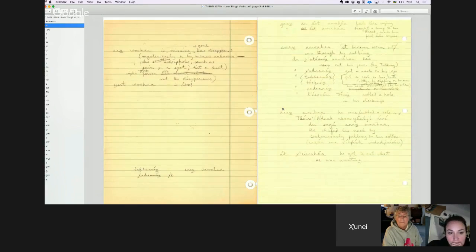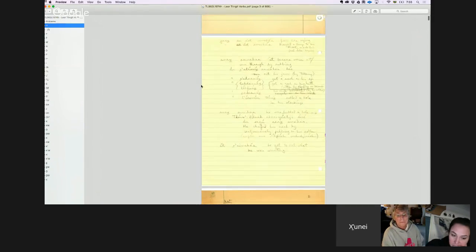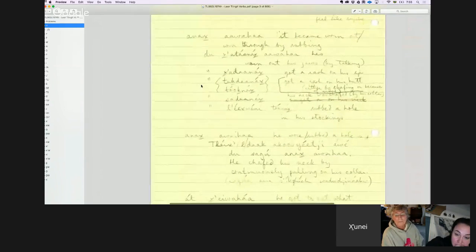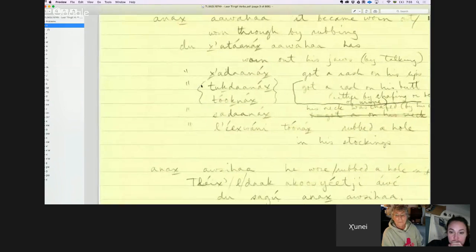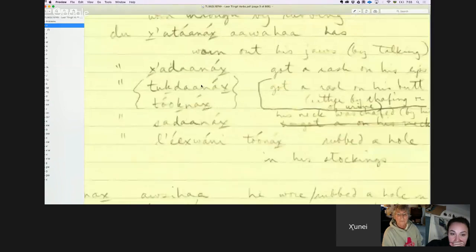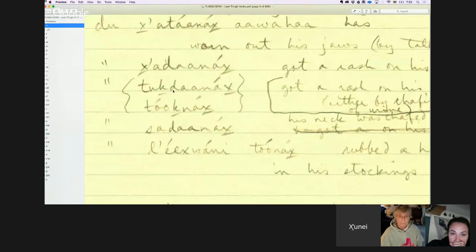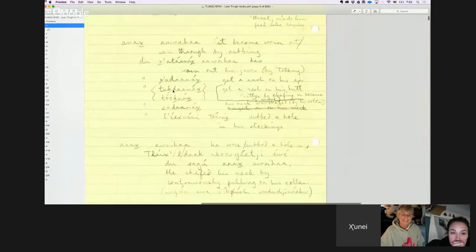It's a good exercise, I think, in looking at this stuff. Eventually we want to go through and have all of this redone. Just let me know if you've got questions. Took danach: you got a rash on his butt. Okay.